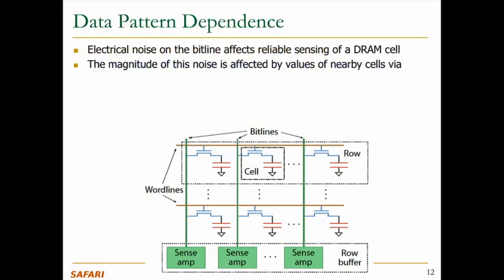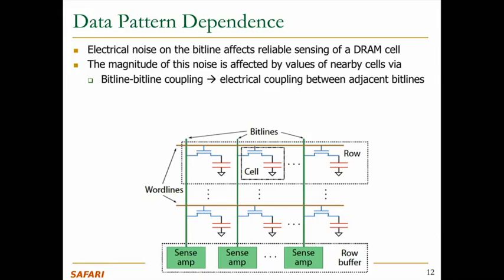Which means that essentially there is some electrical noise in all of the circuitry over here, and you have electrical noise on this bit line. It affects the reliable sensing of a DRAM cell. And the magnitude of the noise on a bit line, let's take a look at this one over here, is affected by the values of the adjacent cells or nearby cells, because you have phenomena called bit line to bit line coupling. This is the electrical coupling between adjacent bit lines. For example, if you're actually trying to read this cell, the noise on this bit line is affected by the values that are on these cells, because these cells are also perturbing the bit lines, and the bit lines are not electrically isolated from each other.